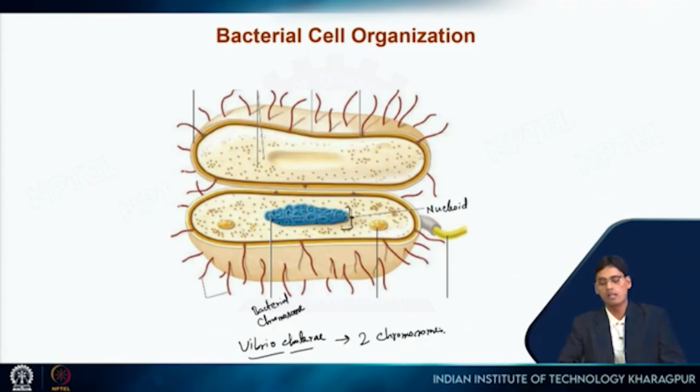And now if you see inside the cell, we have cytoplasm, and now look into this. In the cytoplasm, some kind of granular structures are there, a little bit bigger in shape. This is some kind of inclusion.